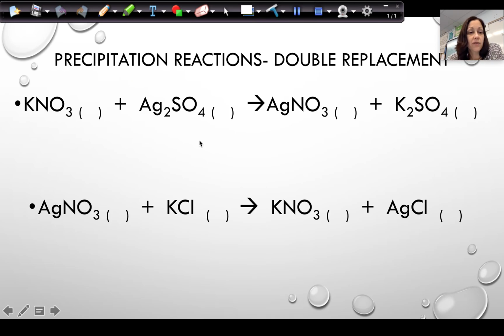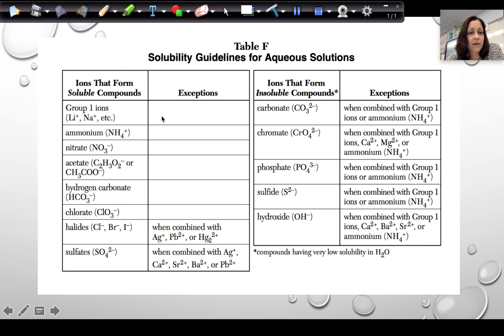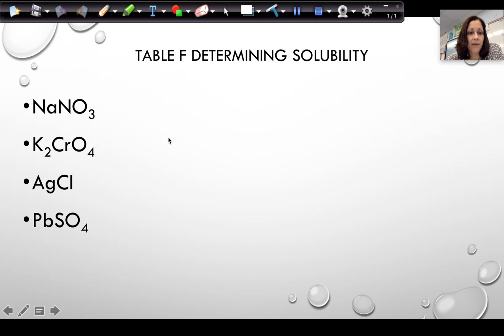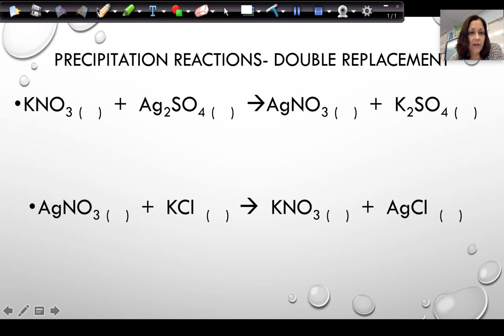So if we look at KNO3 and Ag2SO4, K is a group 1 ion, so KNO3 is automatically soluble. Ag2SO4 is also going to be soluble because Ag is not one of sulfate's exceptions. So we're going to write AQ for each of these. Now this is one of those inners and outers. The K goes with the SO4. The Ag goes with the NO3. We crisscross and drop the signs, and that's how we got K2SO4. This was a +1 and a -1, so that's why it got to AgNO3.